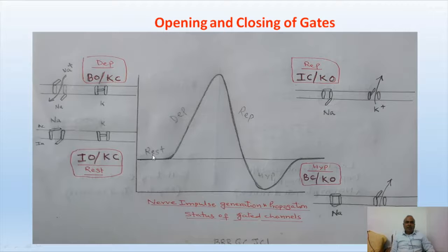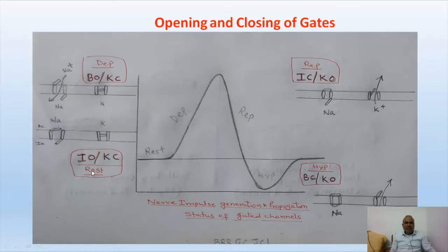This is the resting state. This is depolarization. This is repolarization. This is hyperpolarization. Friends, a very important concept is there: in all these different phases, which gates are kept open and which are kept closed? Now let us see.